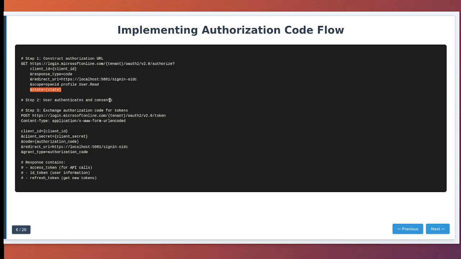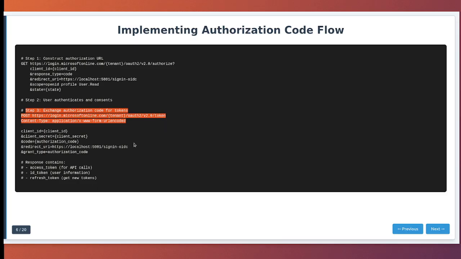Step 2 happens at Entra ID. The user sees Microsoft's login page, enters their credentials, and possibly completes MFA if this is the first time. They will also see a consent screen listing the permissions your app is requesting. After successful authentication, Entra ID redirects to your redirect URI with the code and state parameters.